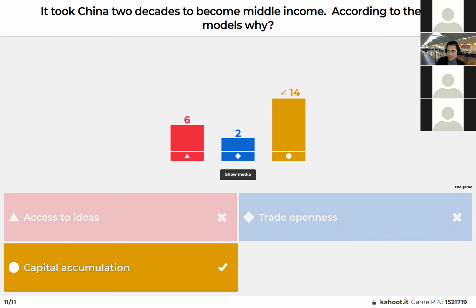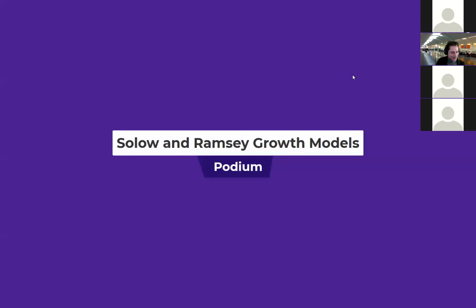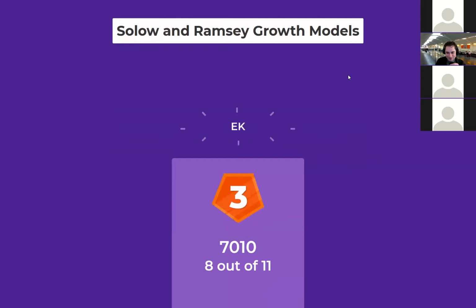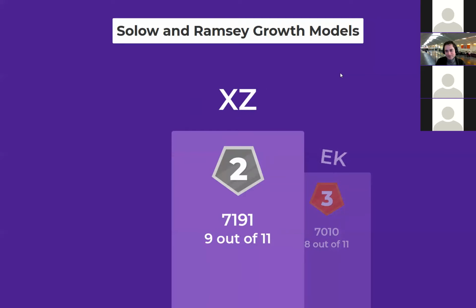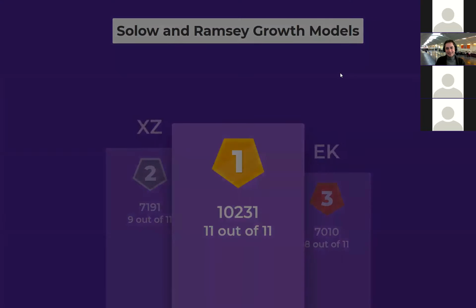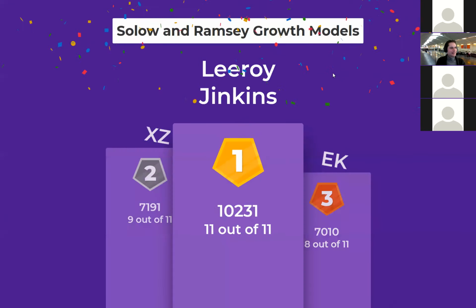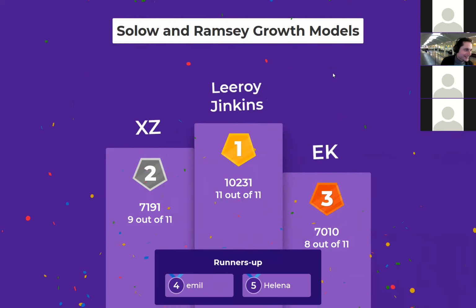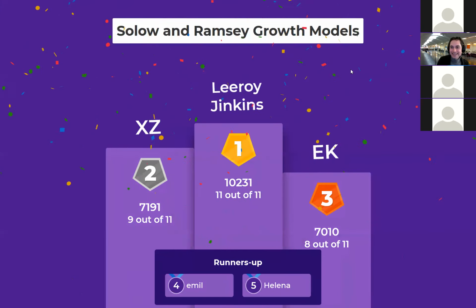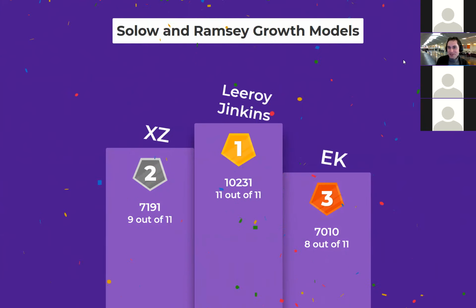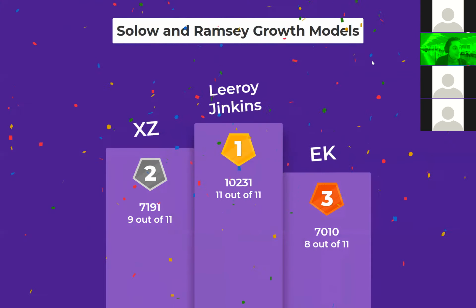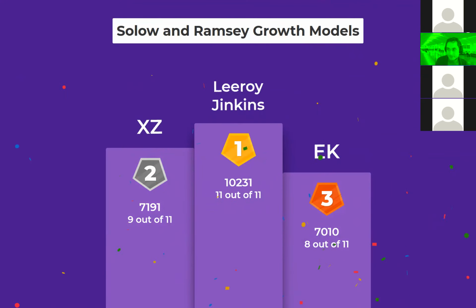So let's see who won. Although I think it was Ike. XZ, Leroy Jenkins. I'm very honored that you wrote Jenkins with an I. I think the original Leroy Jenkins was with an E, but I'm very happy to be associated with Leroy. So anyhow, let's take a 10-minute break and then we'll come back and talk about the problem. Oh no, do questions and answers first for the Ramsey growth model.